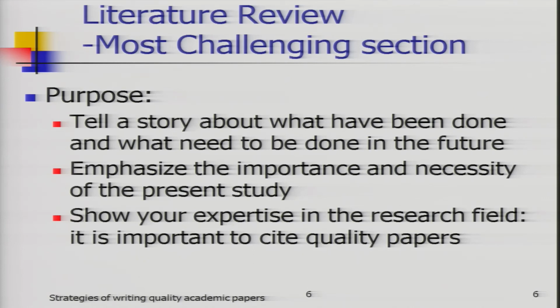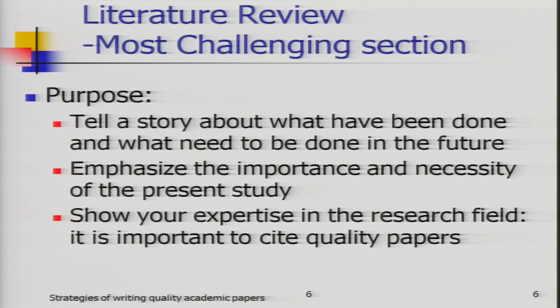So the purpose is you need to tell a story about what has been done in detail and what needs to be done in the future. You might wonder, hey, I already told that in the introduction section. Why do I need to give a more detailed description again? Yes, you always need to give a more detailed description again and again. In the abstract, you say something like that very, very briefly. In the introduction, you give more detailed things. And in the literature review, you need to provide the most detailed content to emphasize the importance and necessity of the present study. That's what we do in the literature review.